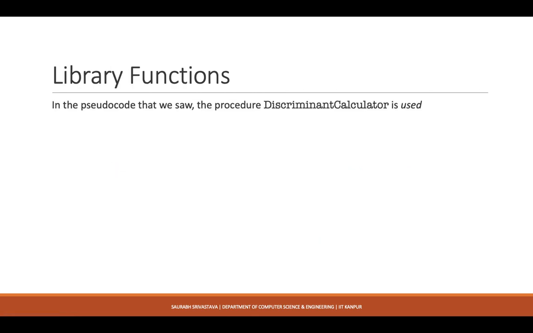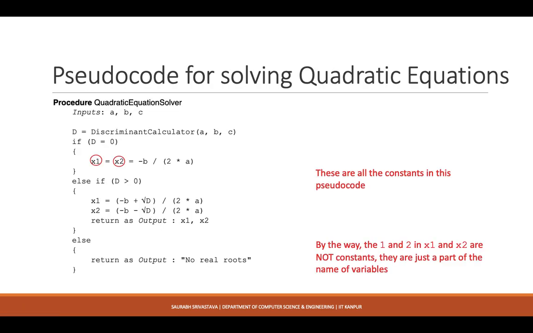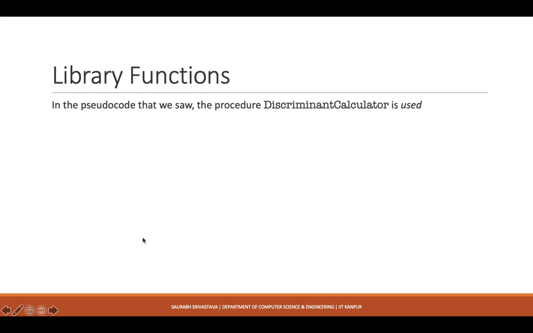Now in the pseudocode that we have just seen, there is a procedure called discriminant calculator, right? So essentially what I'm saying here is, somehow this procedure is able to calculate b square minus 4ac. I really don't care how, but as long as I trust that this procedure is correctly implemented, I can say that I will get the value of d here, and then I can proceed with my checks and calculation of the roots, so on and so forth.